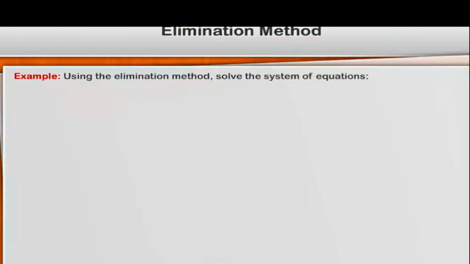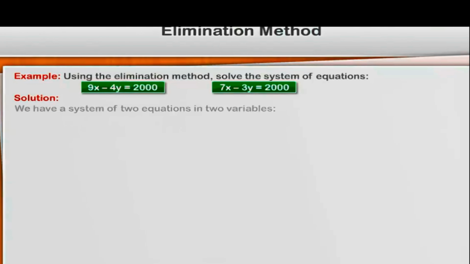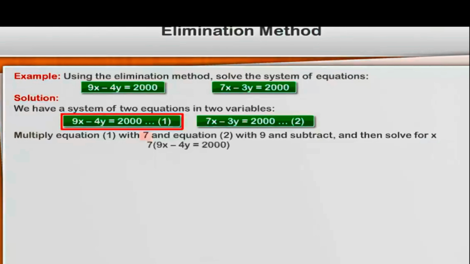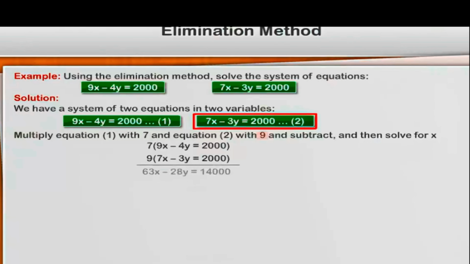Using the elimination method, solve the system of equations: 9x minus 4y is equal to 2000 and 7x minus 3y is equal to 2000. Let us solve these. We have a system of two equations in two variables. 9x minus 4y is equal to 2000. This is equation 1. And 7x minus 3y is equal to 2000. This is equation 2. Multiply equation 1 with 7 and equation 2 with 9.